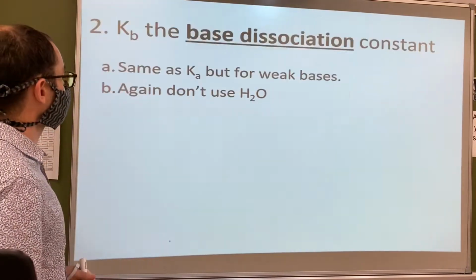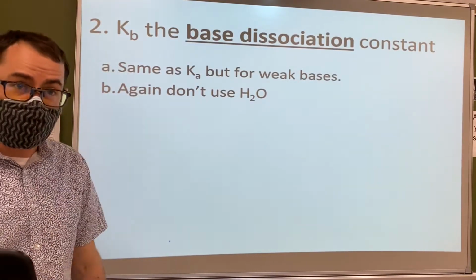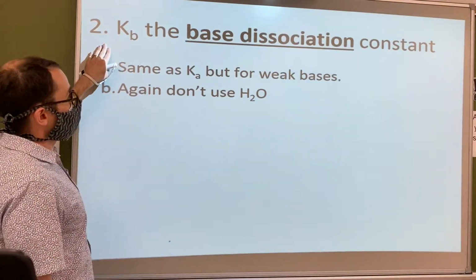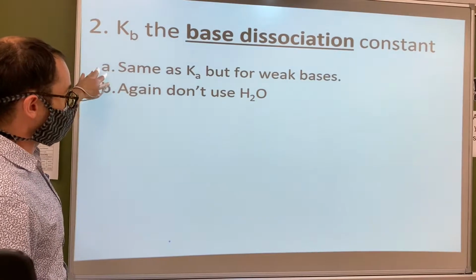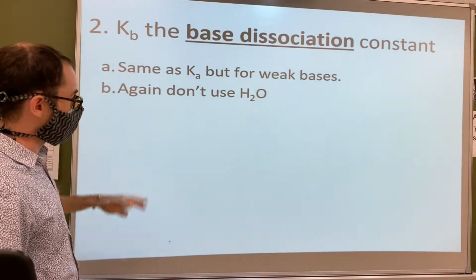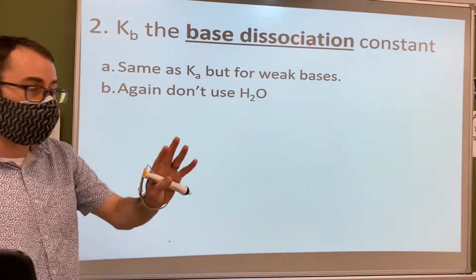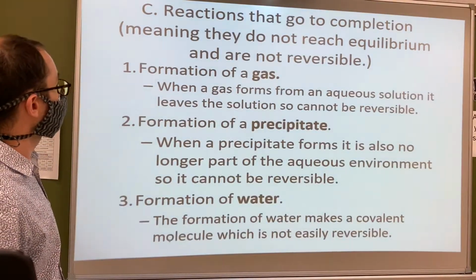All right, there's a Kb as well. So Kb is the base dissociation constant. It's the same as Ka, but for weak bases. Again, we don't use water. We're going to cut out water for any of that if we see it.